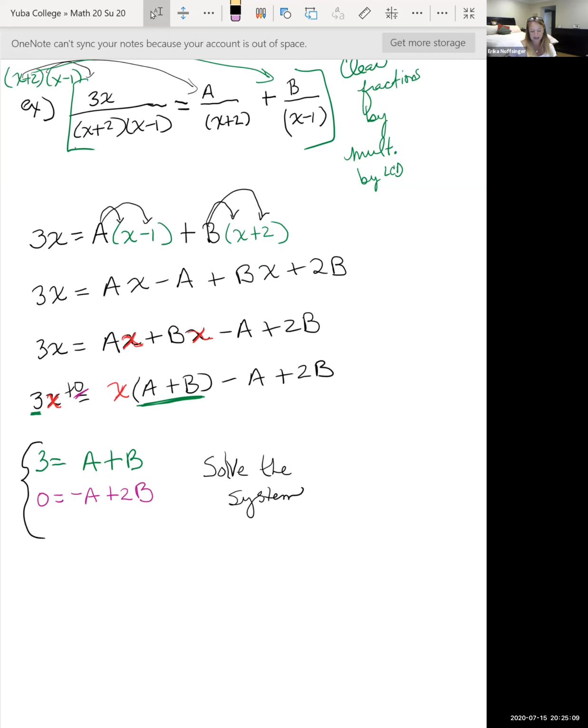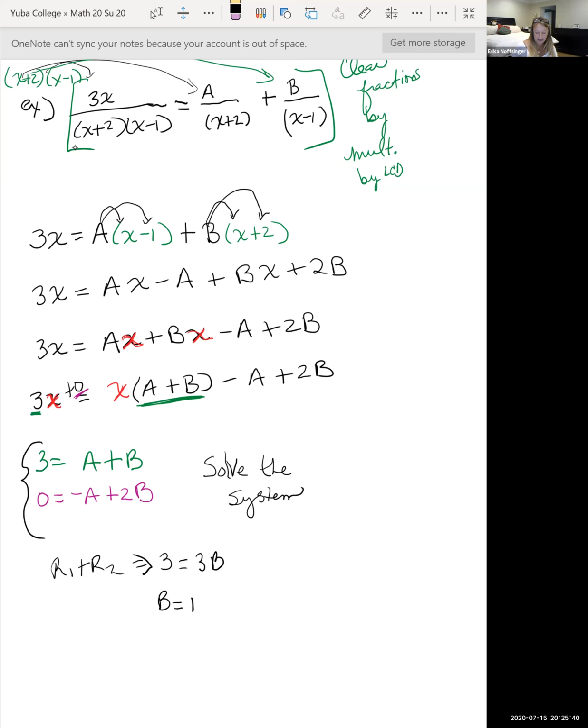But looking at this, I can tell right away that I can use my addition method and A would go away. So let's just do that. If I added my first equation, row 1 plus row 2, this would give me 3 plus 0 is 3, equals A plus negative A is 0, B plus 2B is 3B. So dividing both sides by 3, we get B is equal to 1.